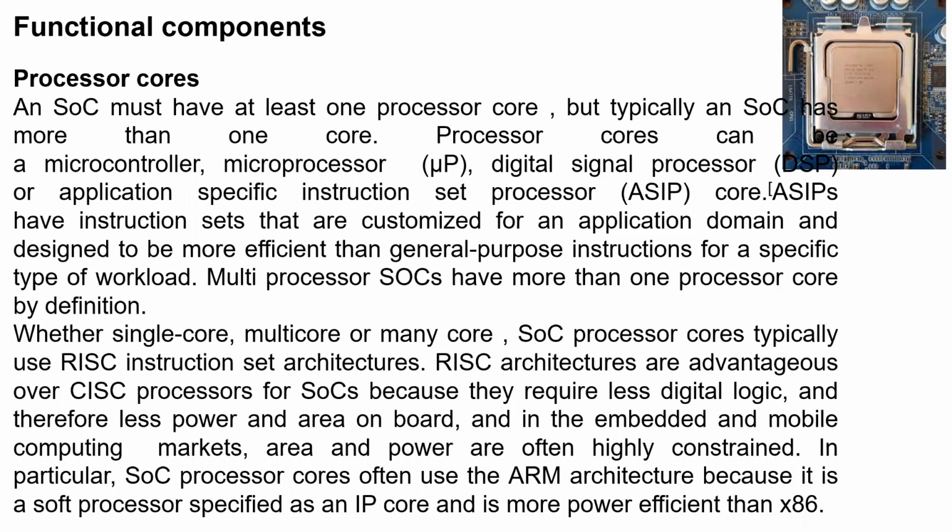So what you have to remember about processor cores is that there may be a single processor core or multiple processor cores. They include microcontroller, microprocessor, DSP, and ASIP. They follow the RISC architecture, and RISC architecture is for simplicity and power efficiency. This is what you have to remember about the processor cores present on the system on chip.